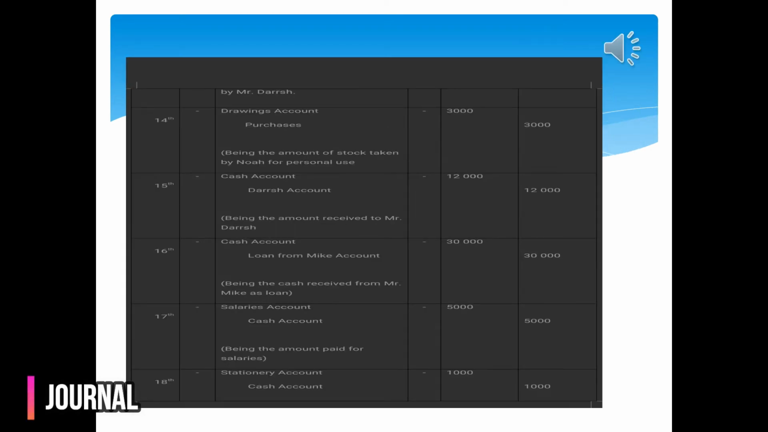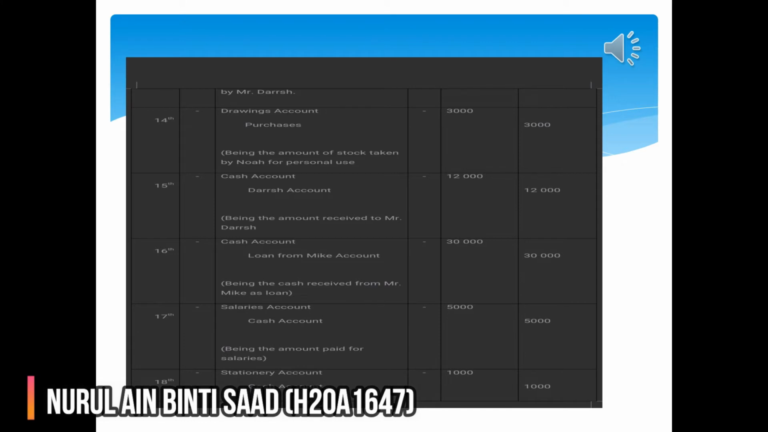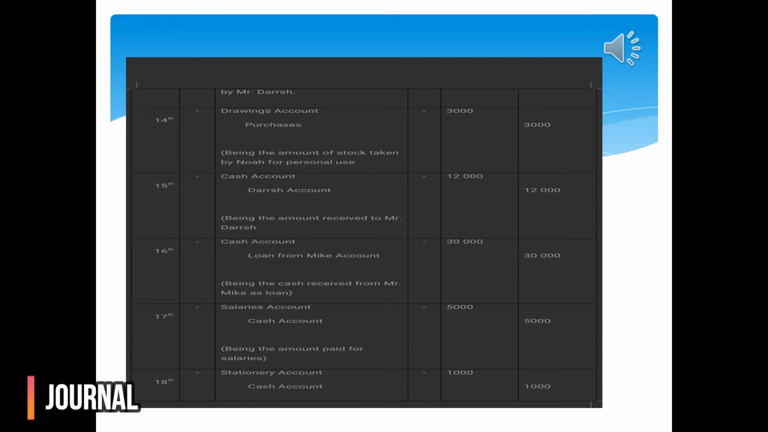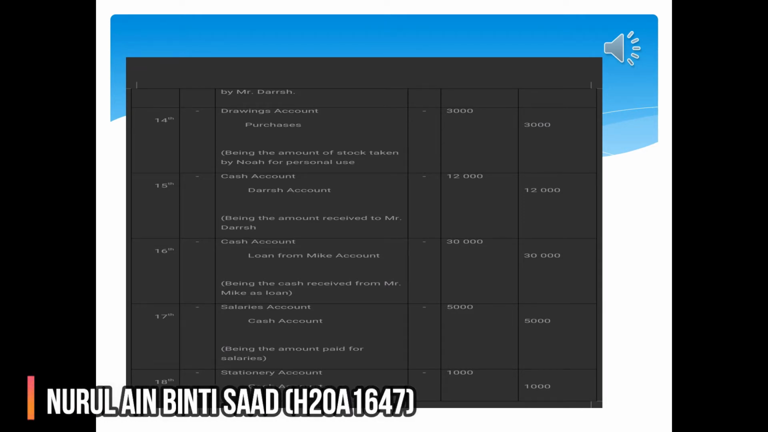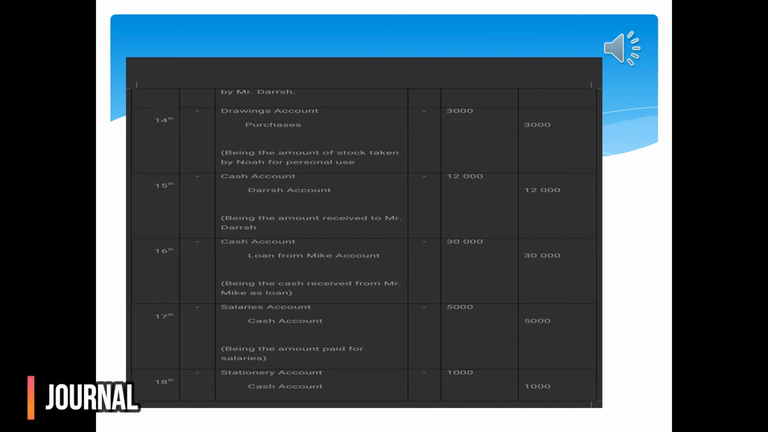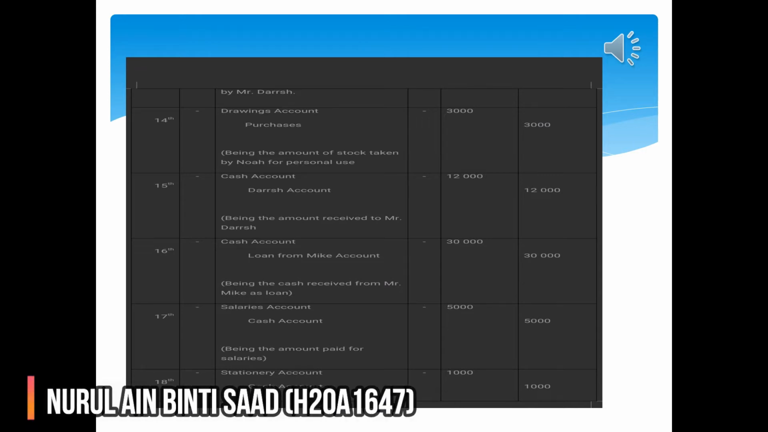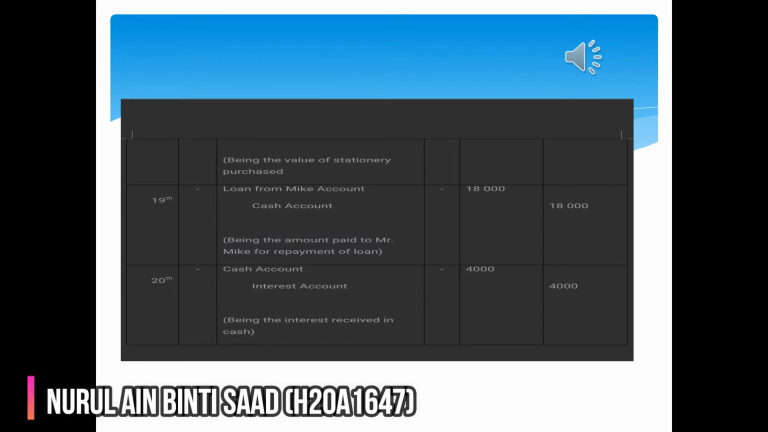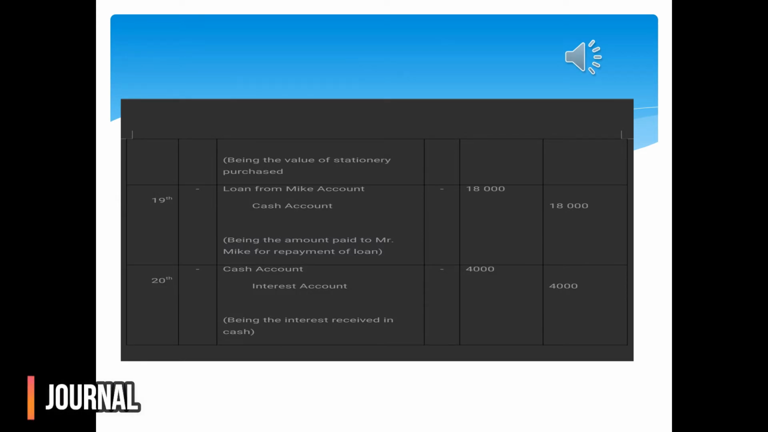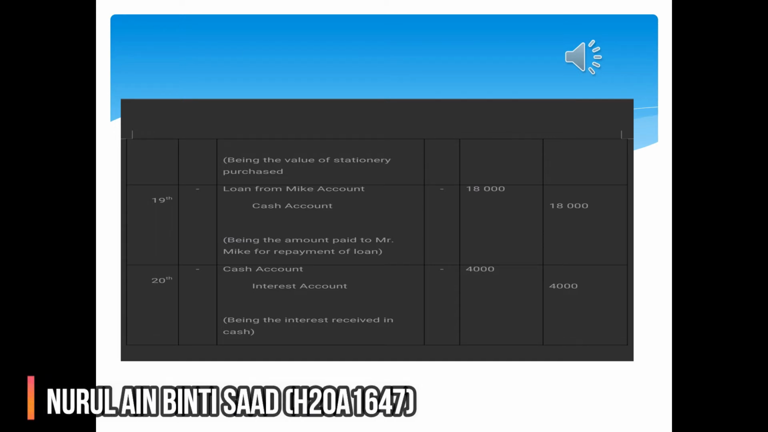On 14th October, there are drawings account and purchases account. On 15th October, cash account and cash account. On 16th October, cash account and loan from my account. And 17th October, salaries account and cash account. On 18th October, stationery account and cash account. On 19th October, loan from my account and cash account. And lastly, on 20th October, cash account and interest account.